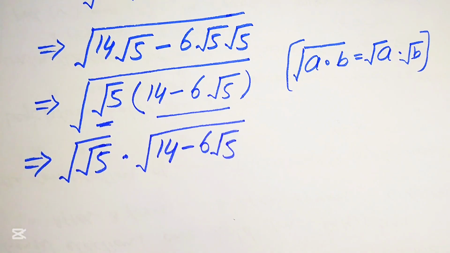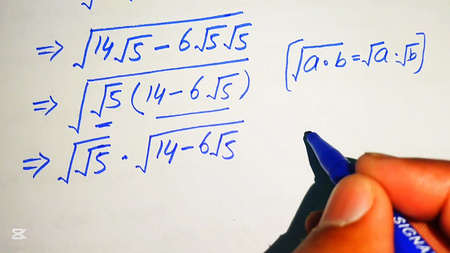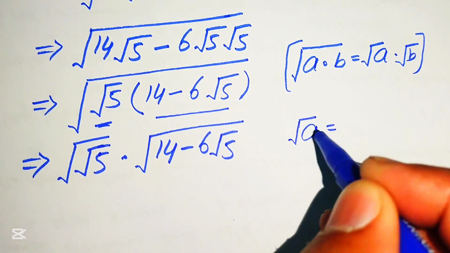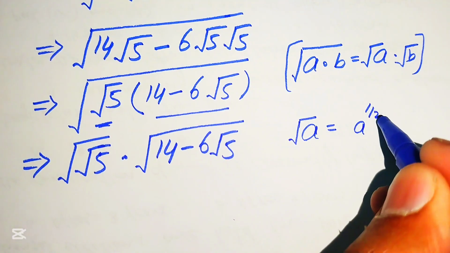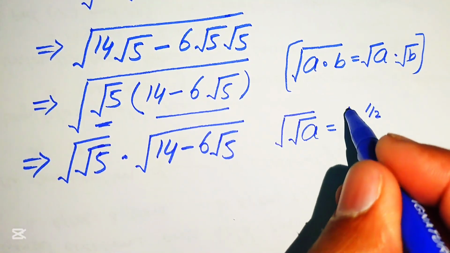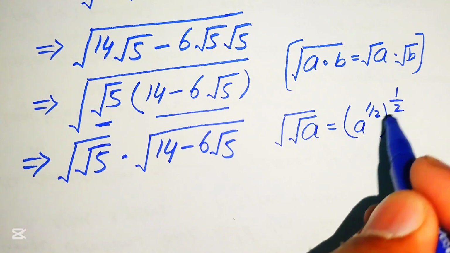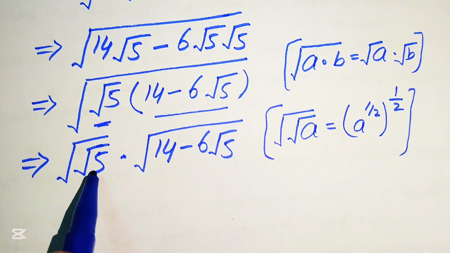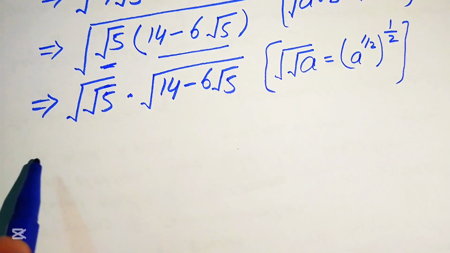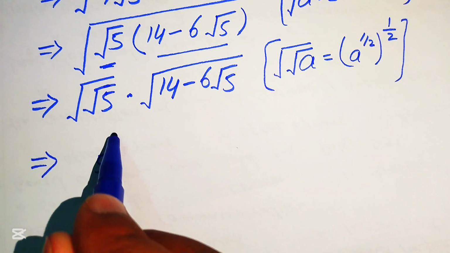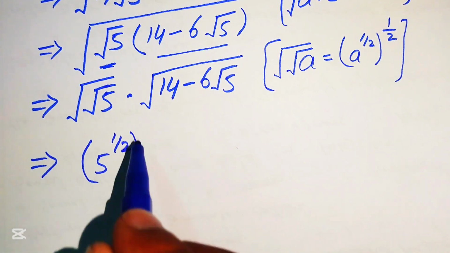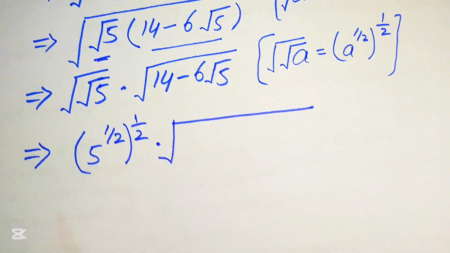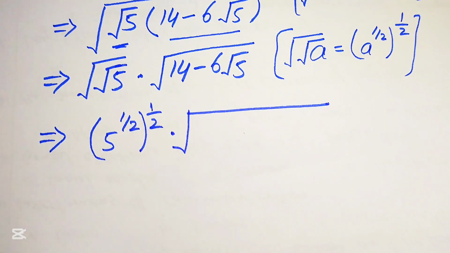Now in the next step, you see if we have a square root, it means that we write it in exponent form as 1 over 2, and if you have 2 square roots, it means that we write this in this form: a to the power of 1 over 2 to the power of 1 over 2. So according to this rule we can write these two square roots in this form. We write it as 5 to the power of 1 over 2 and its whole power 1 over 2, and it is multiplied by the square root of 14 minus 6 times the square root of 5.